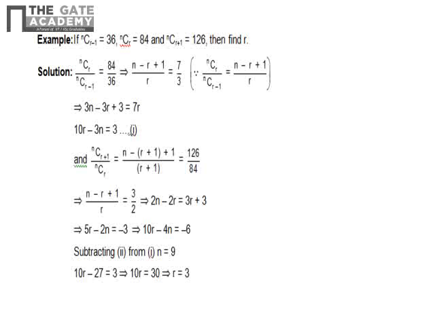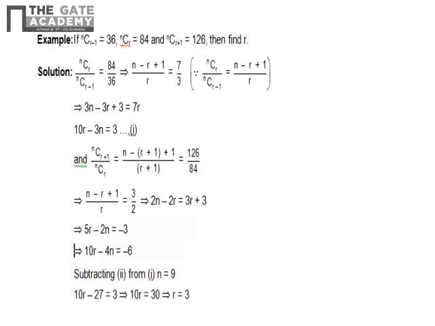Now we'll solve another one, that is this and this. So we'll get another equation, which is 10r minus 4n is equal to minus 6. After solving this, we can find out the value of r and n.